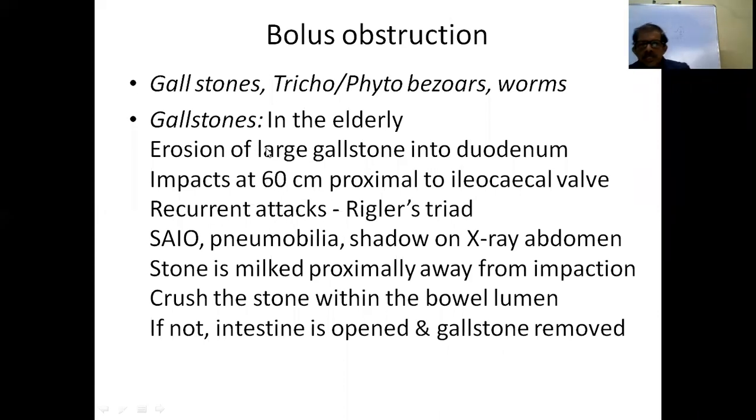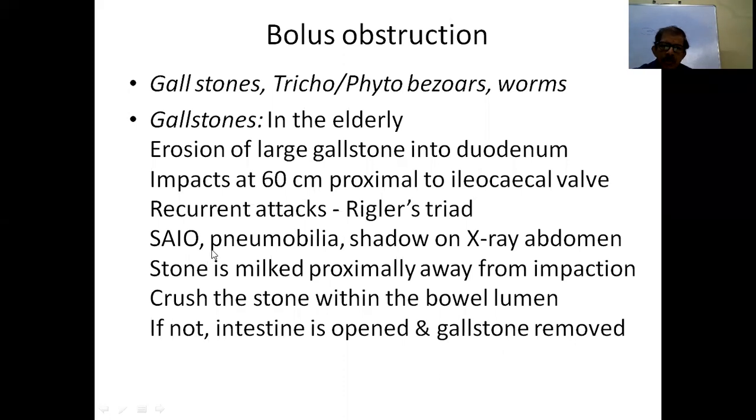So at 60 centimeters, because it's narrow, it gets impacted. And then the patient will get recurrent attacks of small bowel obstruction. Of course, subacute mainly, because it will not obstruct 100% of the lumen. So this is what is called Gallstone ileus with Rigler's triad. This is mainly for academic and entrance purposes. So what is this triad?